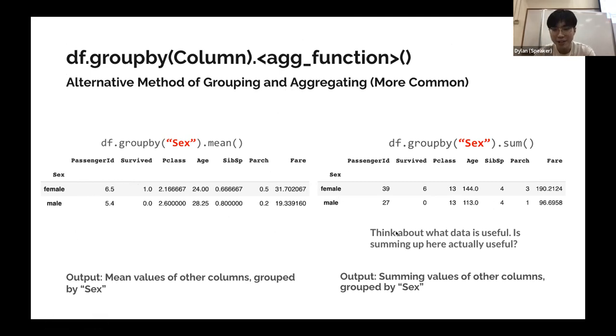In this case, there's a pointer. Think about what data is useful. Is it really useful to sum up data all the time? Not really. You can see that if you sum up the passenger ID, there's no purpose. Or the survived column, summing it up is also not very purposeful. So what this means is you need to make sure that whatever analysis or manipulation you do, try to make sure that it is purposeful. If you are not doing it on an exploratory basis, feel free to explore. But when you perform meaningful transformations, make sure that you're applying the correct functions.